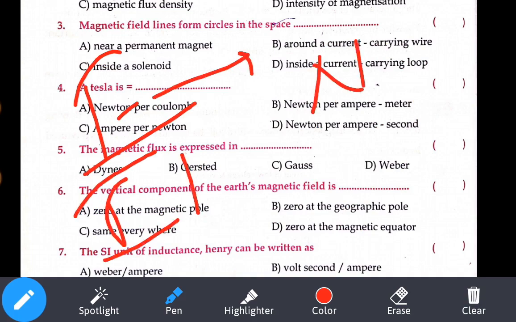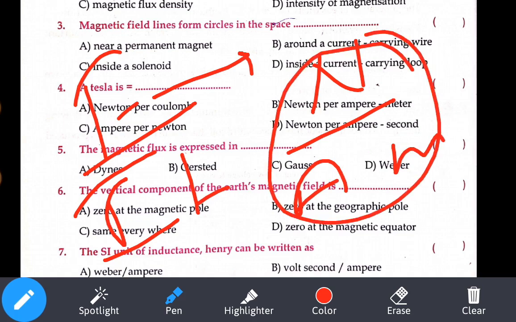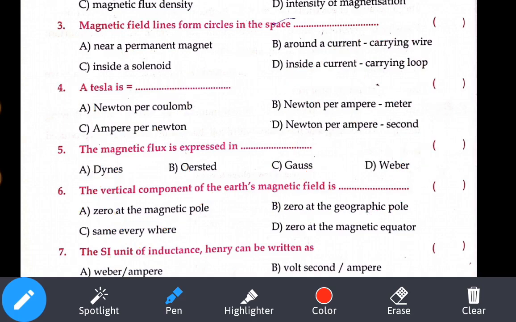F is measured in Newton. Current is measured in ampere. L is measured in meter. So Newton per ampere meter. Tesla is equal to Newton per ampere meter. Option number B is our answer.